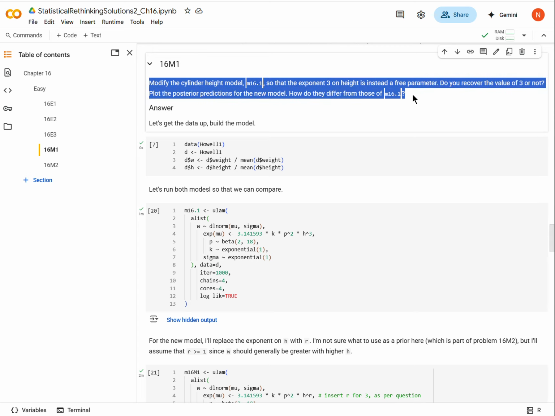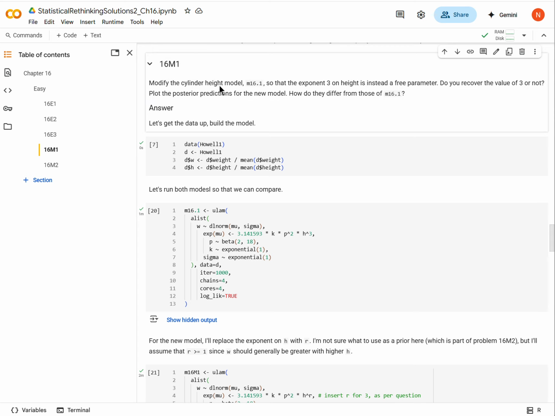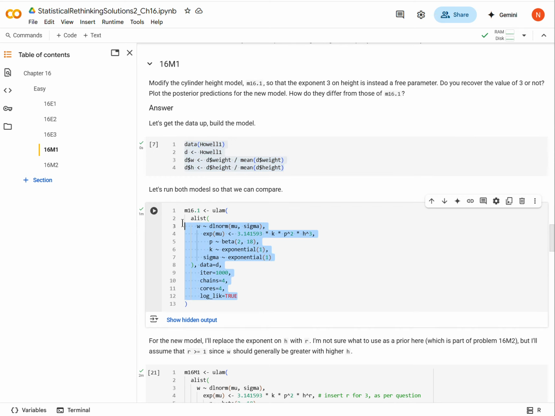All right, so we're going to modify the cylinder height model from the book, model 16.1, where at that time we set an exponent for height to be equal to 3, and we're going to make that 3 a free parameter and then refit the model and see what the estimate for that value is. So first we load the data just like we did in the book, and here I'm just copy pasting the model from the book. Okay, so we run that.